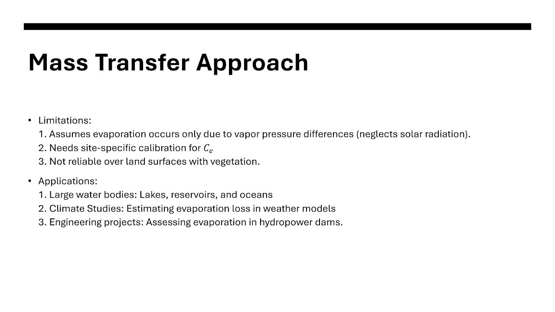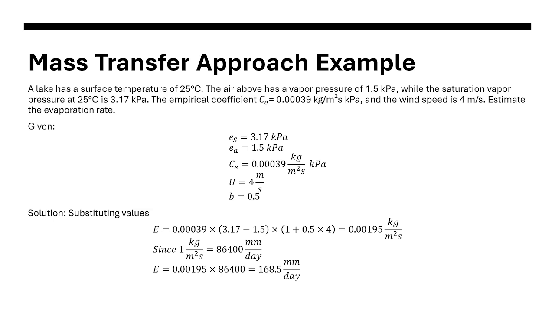Okay, so now we have your example. Okay, a lake has a surface temperature of 25 degrees Celsius. Air above has a vapor pressure of 1.5 kPa, while the saturation vapor pressure at 25 degrees Celsius is 3.17 kPa. The empirical coefficient CE is equal to 0.00039 kg per m squared s kPa, and the wind speed is 4 meters per second. Estimate the evaporation rate.